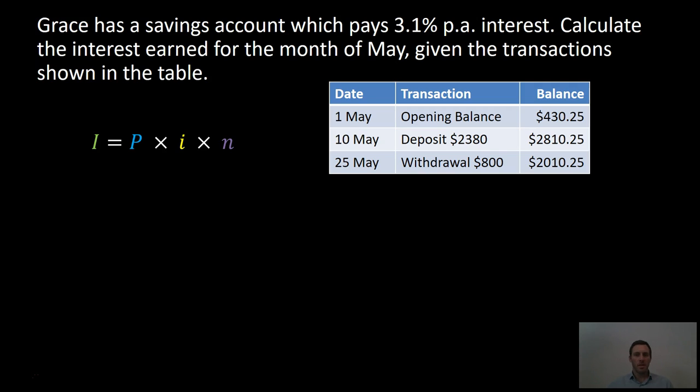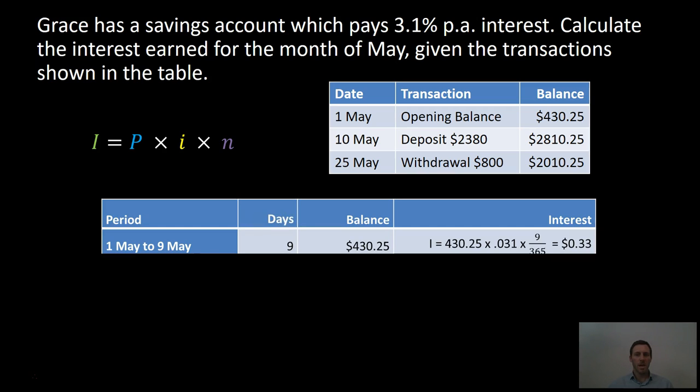We need to break the period down into the number of days with the same balance. The first period is 9 days. Generally, we count up the day before the next transaction, which is the 10th of May. I've seen some examples include the next day, but this will depend on the context. You have to be careful when calculating across months to ensure you include the correct number of days.